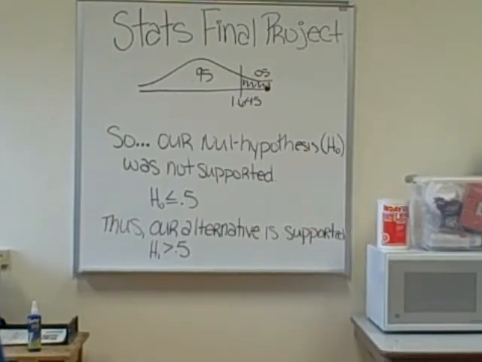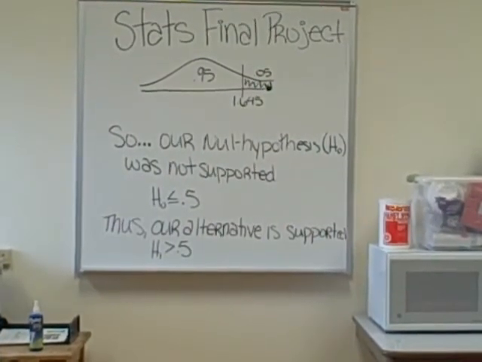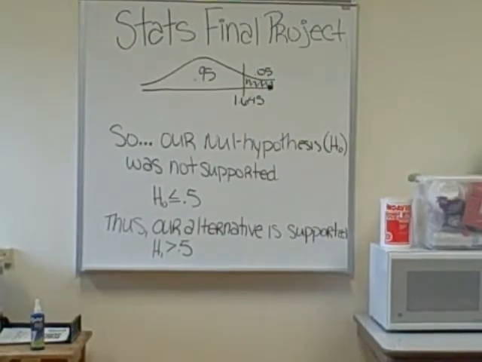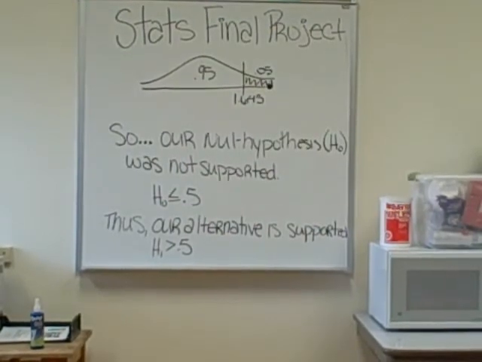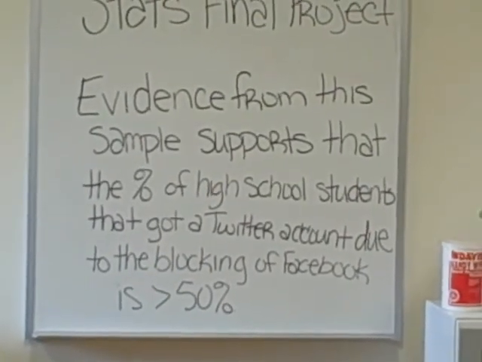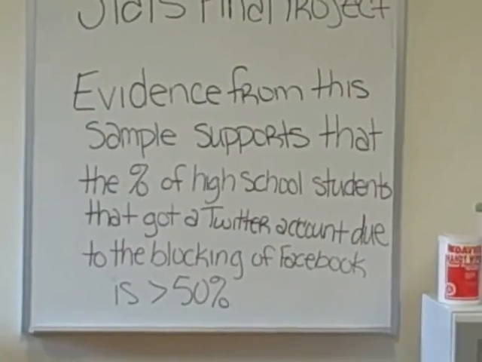Since our point on the graph was to the right of the critical value, our null hypothesis is not supported, which was P is less than or equal to 0.5. Therefore, our alternative hypothesis is supported, which is P is greater than 0.5. Evidence from this sample supports that the percentage of high school students that got a Twitter account due to the blocking of Facebook is greater than 50%.